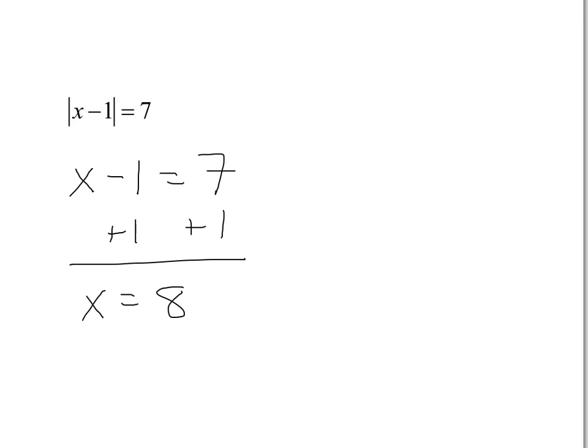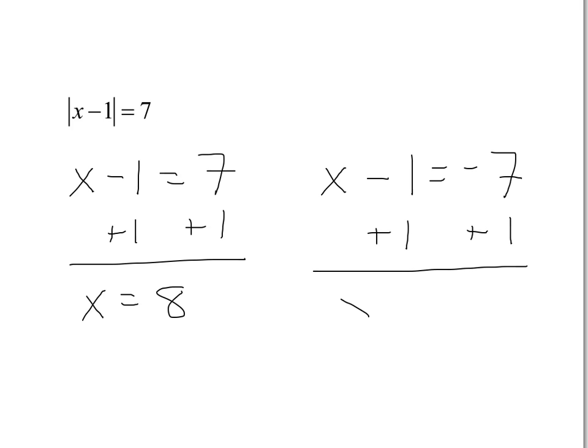But it's a little bit more confusing to get the second answer with the negative. So I want a number x minus 1 that's going to equal negative 7. If it equals negative 7, after I take its absolute value, I'll get positive 7. So I'll just write that out in an equation. So to solve this, I will add 1 to each side. And I get x equals negative 6.